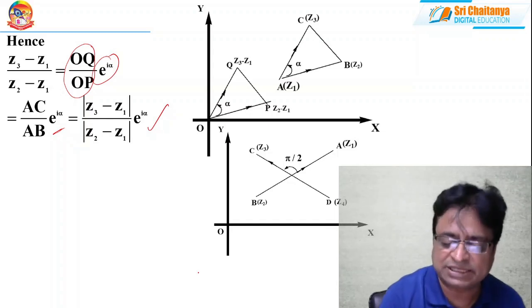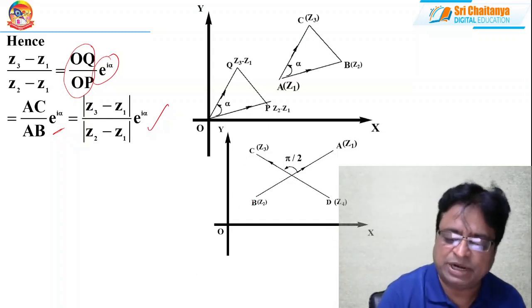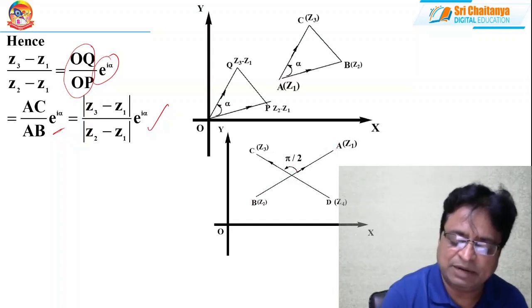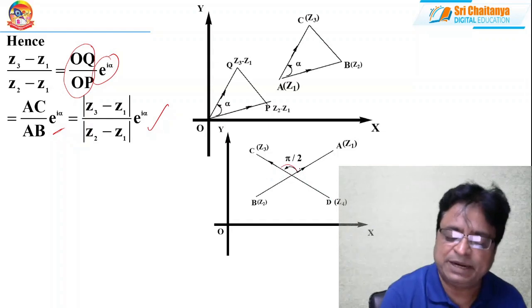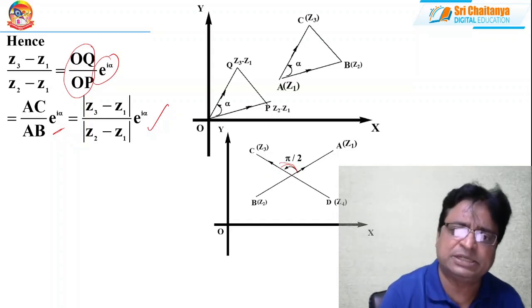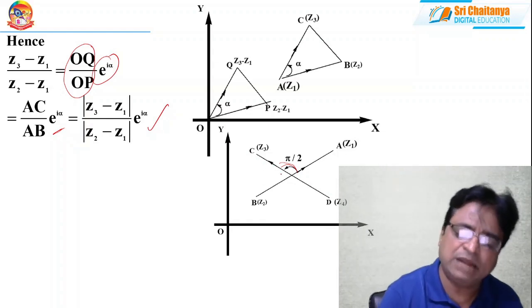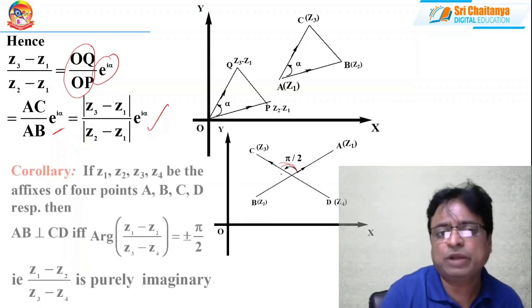So with this, what is given here? Four points are given for you. One is AB and one is CD, and the angle between AB and CD is pi by 2. That too, the angle between AB and CD is in the anti-clockwise direction. Pi by 2 is given for you. And if you know the magnitudes of AB and CD very well, then we can represent CD in terms of AB or AB in terms of CD. How can we represent that?